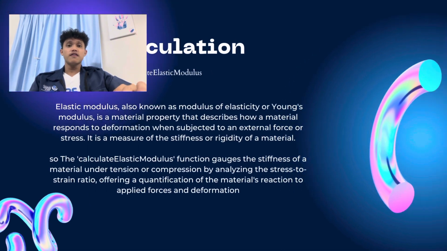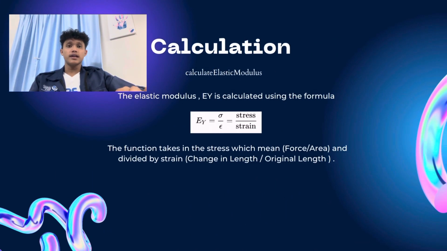The elastic modulus, EY, is calculated using the formula EY equals stress over strain. The function takes in the stress, which means force over area, and divides it by the strain, which is change in length over original length.